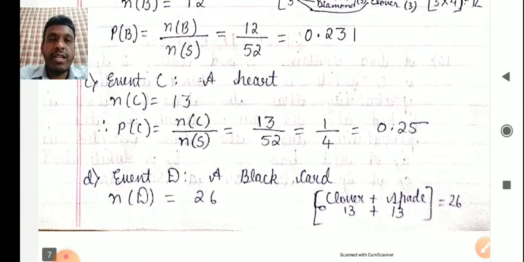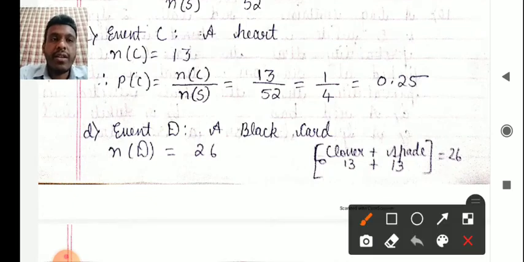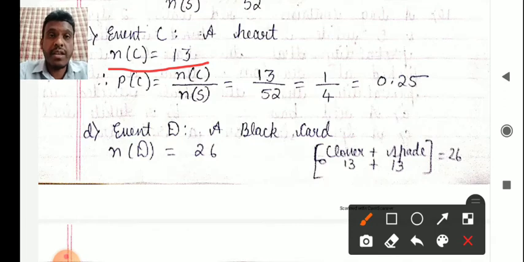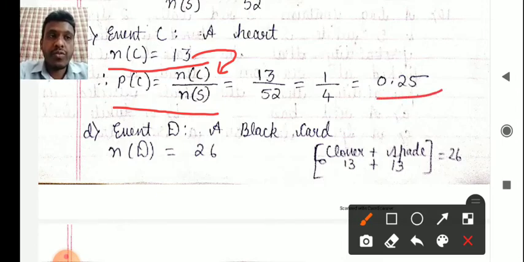The third event we'll see. What is event C? Event C talks about heart. It is a heart. So n of C, how many hearts are there? There are 13 hearts. One full set of hearts, that is 13 cards are there. So probability of C is equal to n of C upon n of S. n of C is nothing but 13. So 13 upon 52 it comes, total 52 cards, which is equal to 1 upon 4, which is equal to 0.25. Okay, now moving to the next problem.